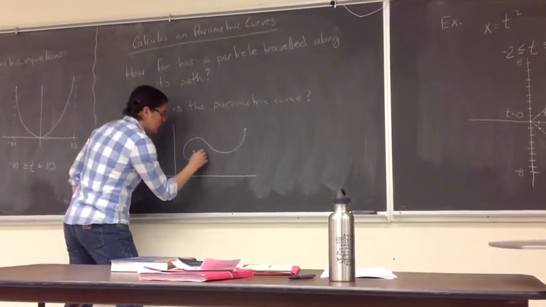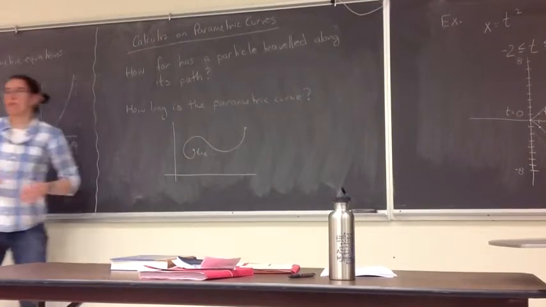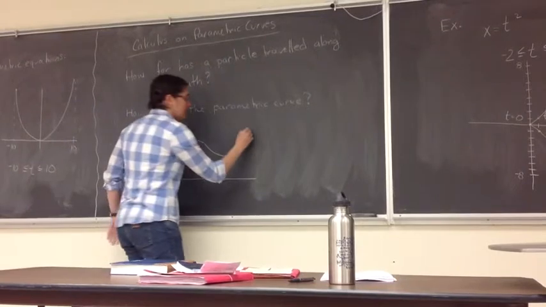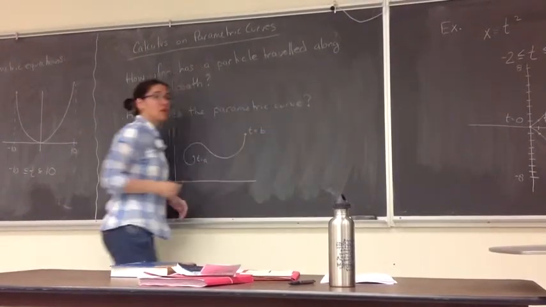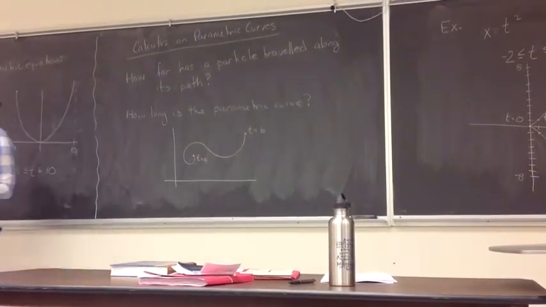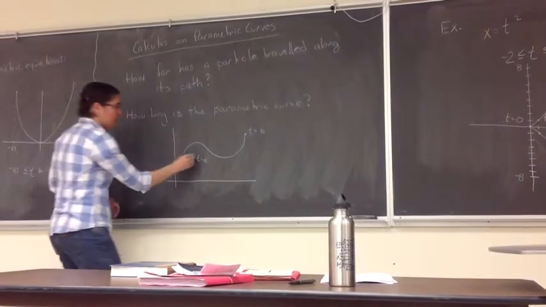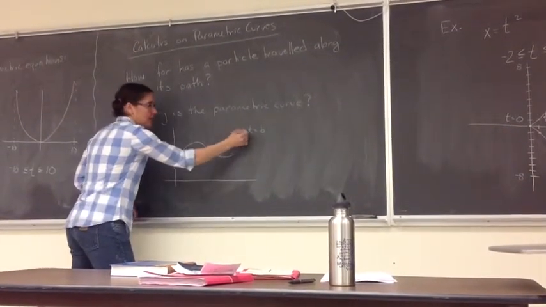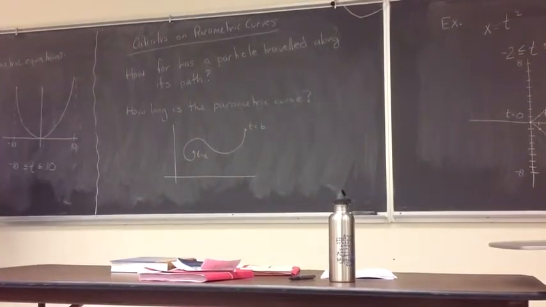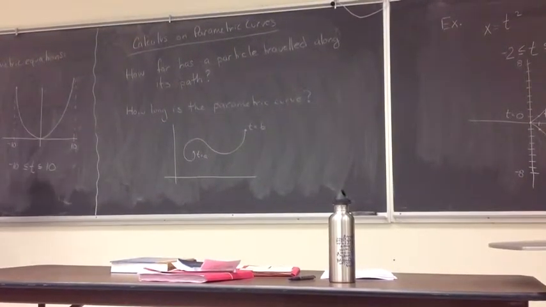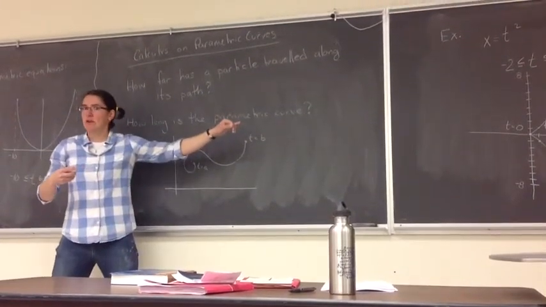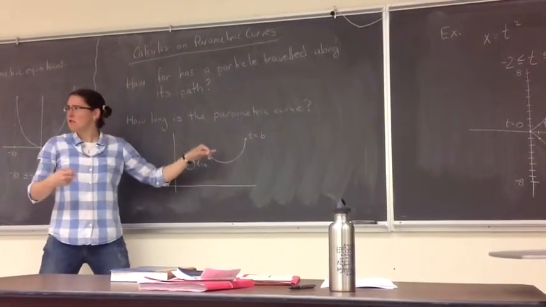We'll call our starting time t equals a, and we'll call our ending time t equals b. And so the particle is moving from the point located at time t equals a and ends at the point located at time t equals b. In order to figure out how far that particle has traveled as it moves along this curve, we want to find the length of this curve.